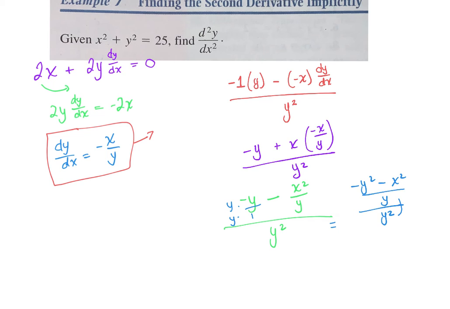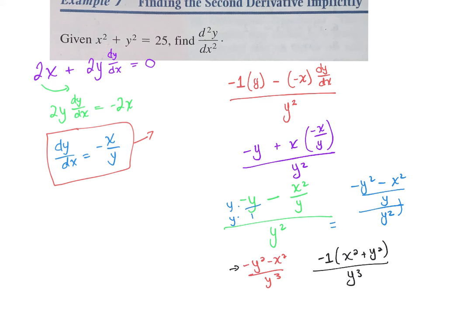And remember, when you have a denominator over a denominator, you can just multiply those. So this ends up being negative y squared minus x squared over y cubed. Then, right here, I can take a negative 1 out, and that becomes a positive x squared and a positive y squared. So I'm actually going to write it like this.